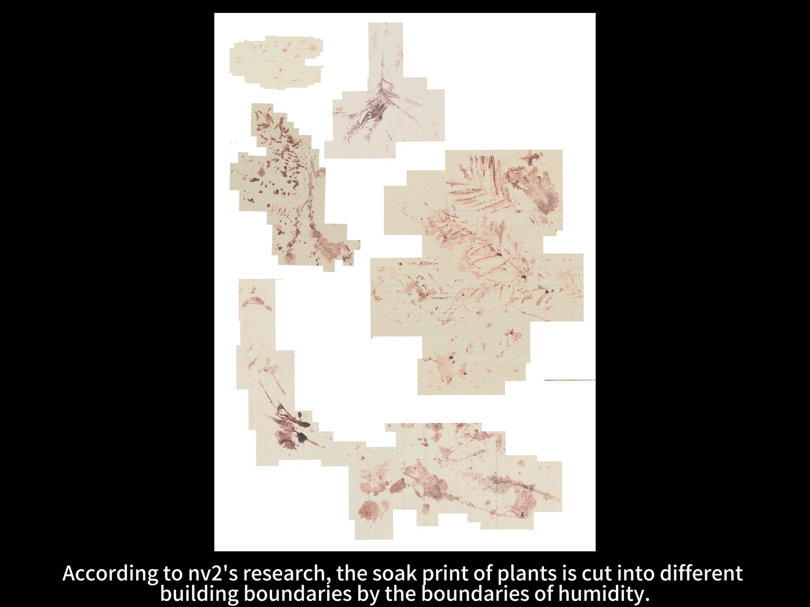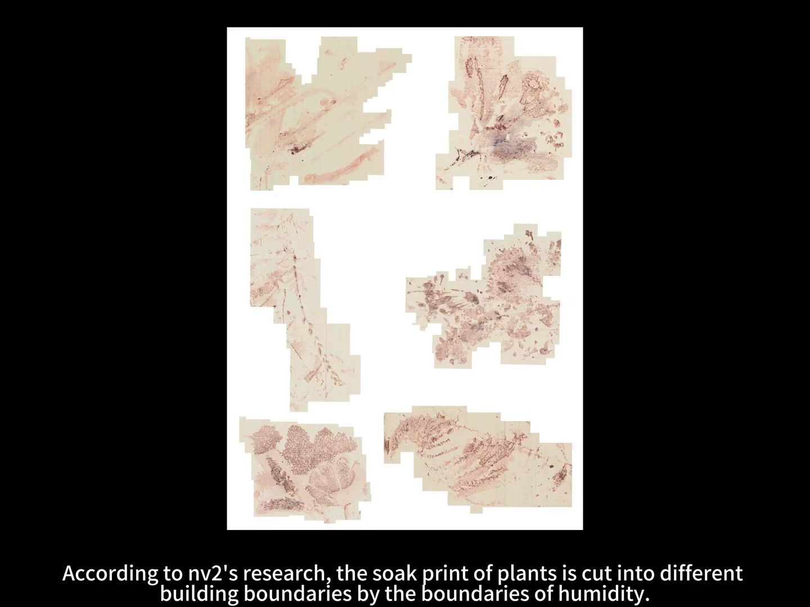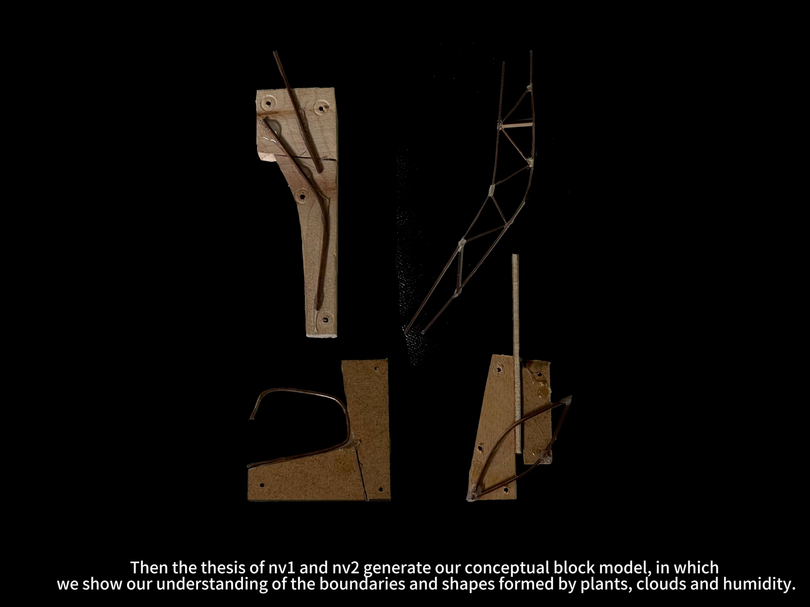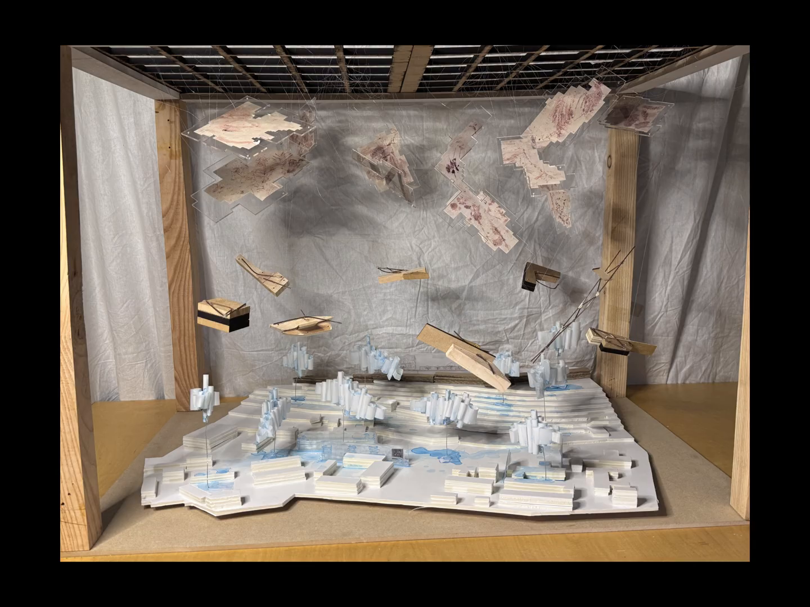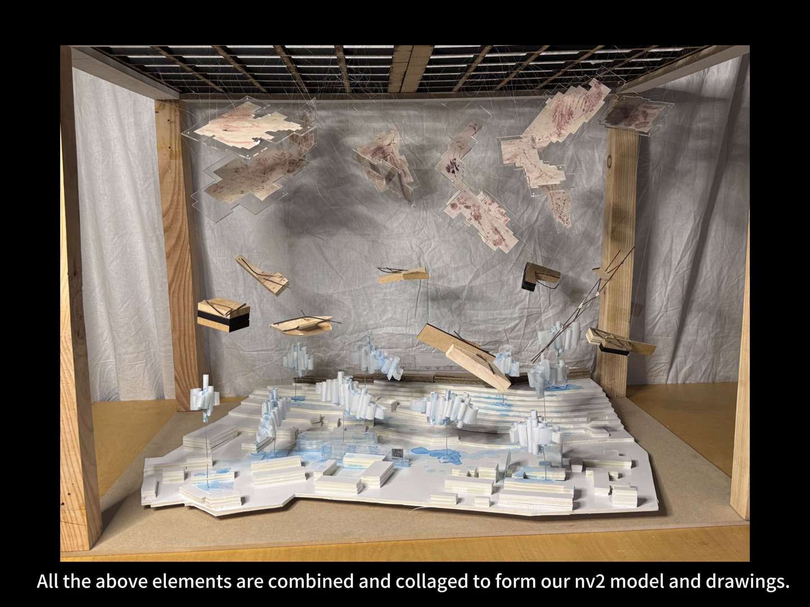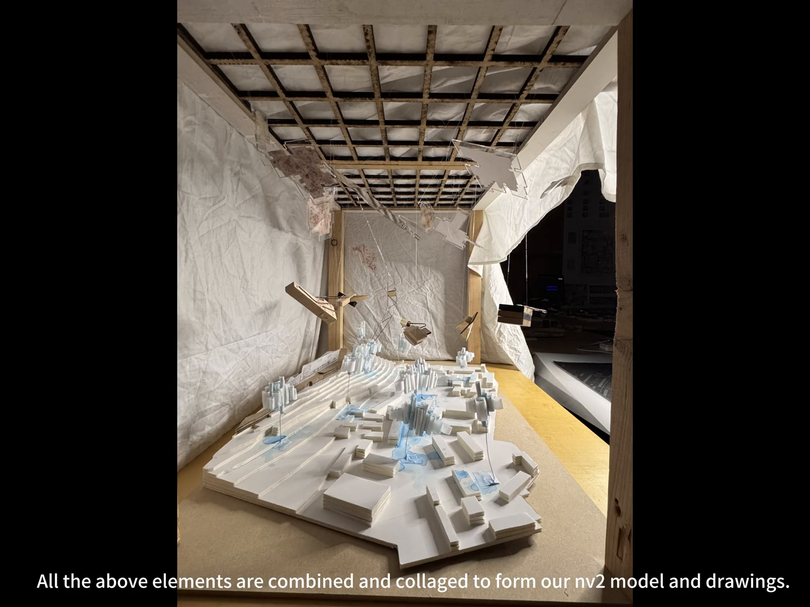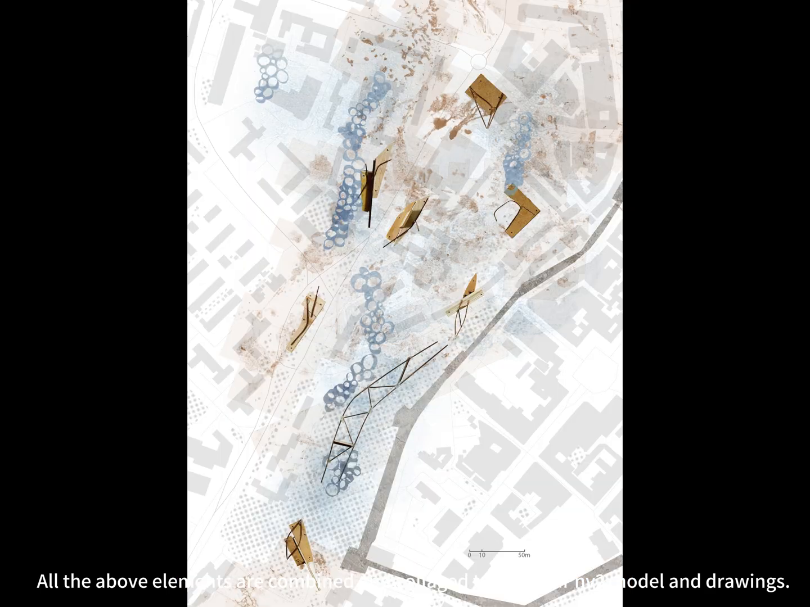According to NV2's research, the soak print of plants is cut into different building boundaries. Then the thesis of NV1 and NV2 generate our conceptual block model, in which we show our understanding of the boundaries and shapes formed by plants, clouds, and humidity. All the above elements are combined and collaged to form our NV2 model and drawings.